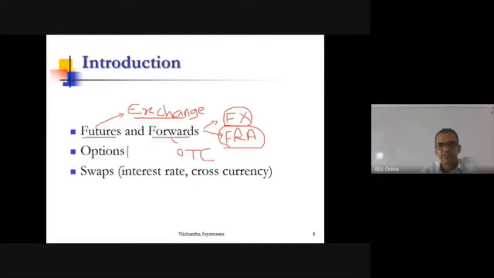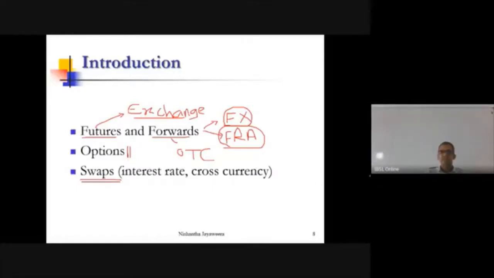Then options. This gives the buyer a right, but not the obligation. The buyer of the option has a right either to buy some asset or sell some asset. We'll discuss this in detail when it comes to options. Then swaps. These are exchanges. We exchange different interest rates or cross currencies during a specific time period.